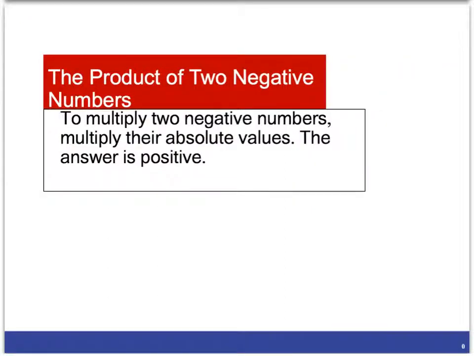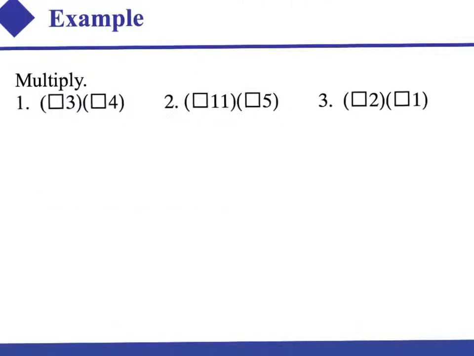The next slide just talks about the product of 2 negative numbers. If you have 2 negative numbers, that's an even amount, and even is going to be positive. You get a positive outcome. So let's look at number 1. We have negative 3 times negative 4. Well, 3 times 4 is 12, and because we have 2 negative signs, our answer is positive 12.